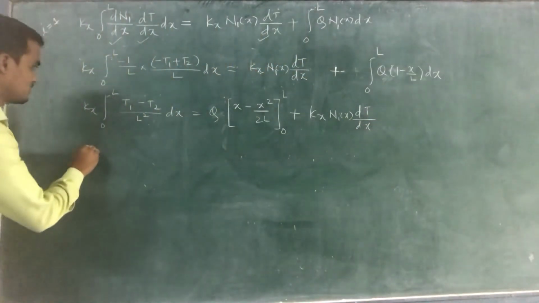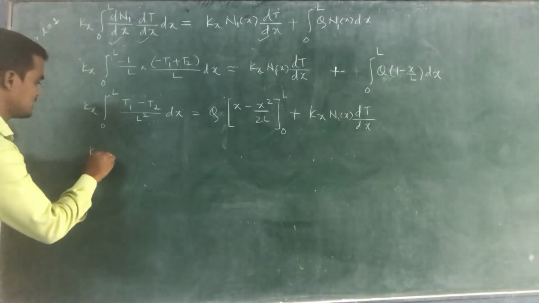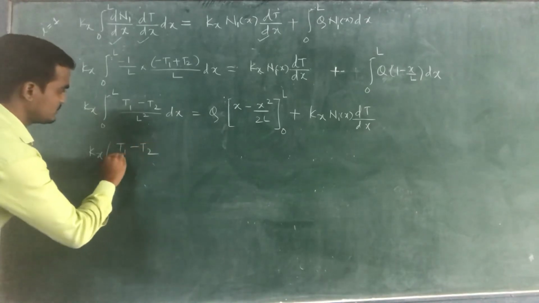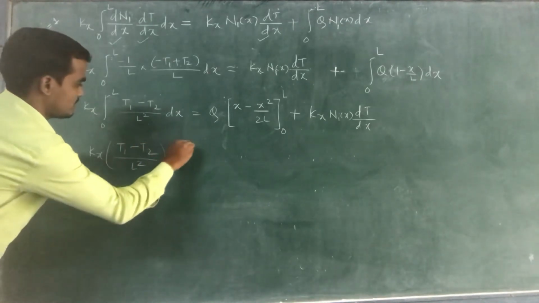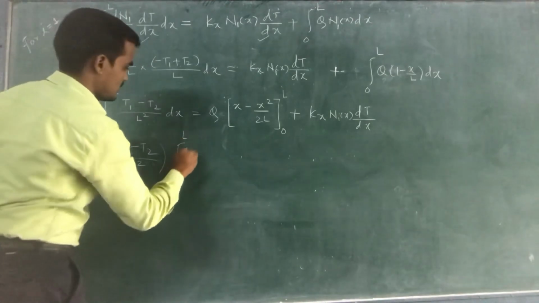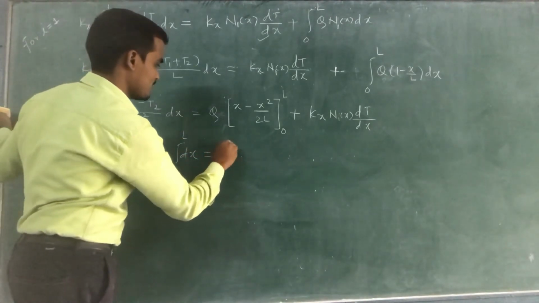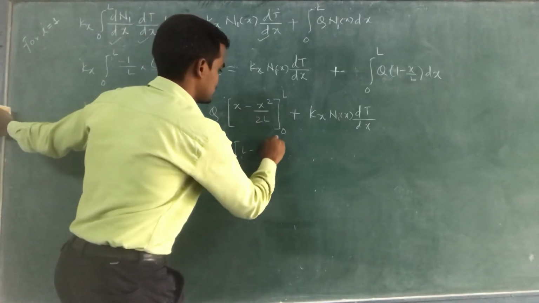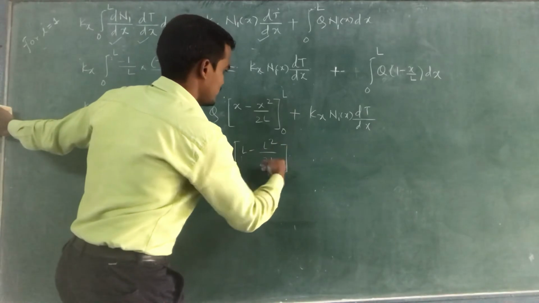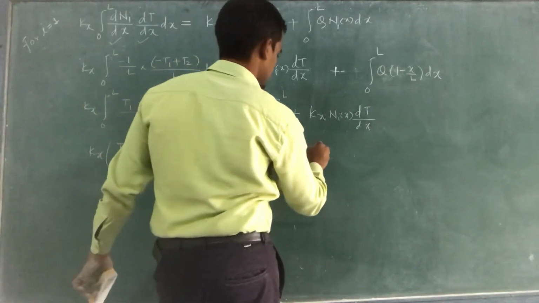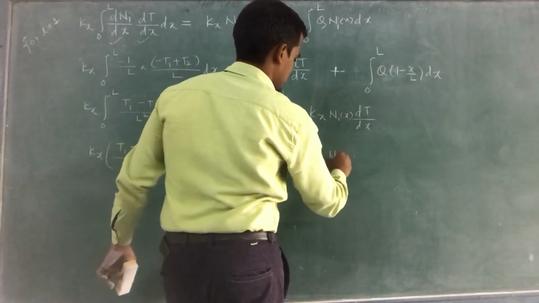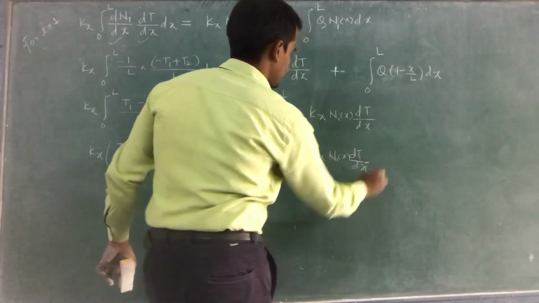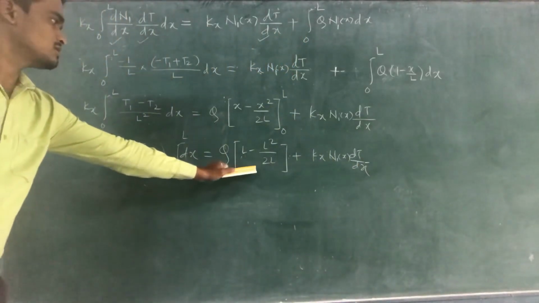Then finally we will write down this kx into (T1 minus T2) divided by L square into integration 0 to L dx, equal to q. If we put the limits, L minus L square divided by 2L, plus kx n1 of x dt by dx. Here we are only putting the limits.